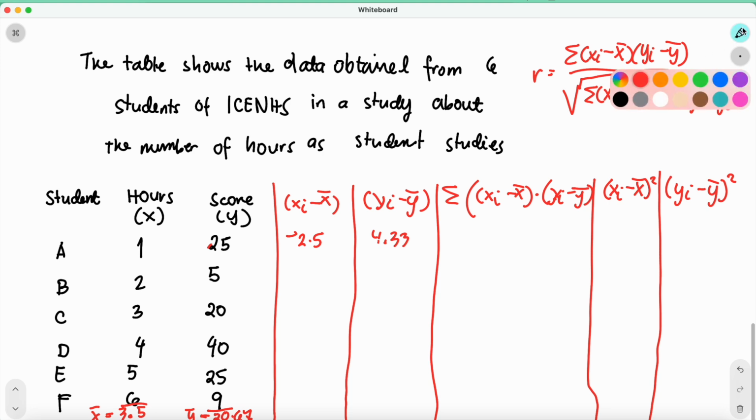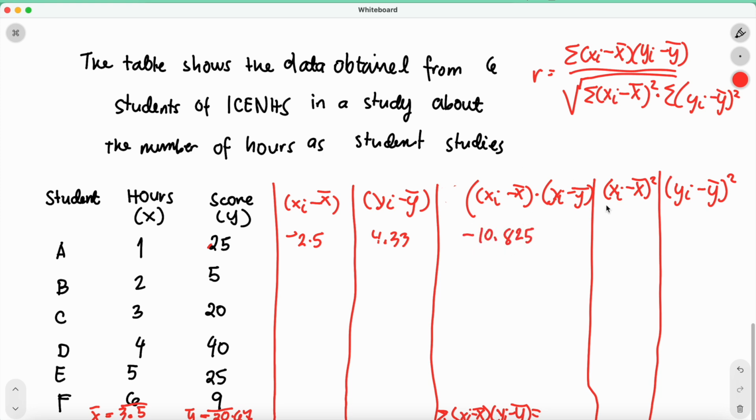Now, I'm just going to erase this one because you only get the summation once you have the values from student A to student F. It should be the summation of x sub i minus x bar times y sub i minus y bar. So this one is negative 2.5 times 4.33. We have negative 10.825. And this one is the square of this.